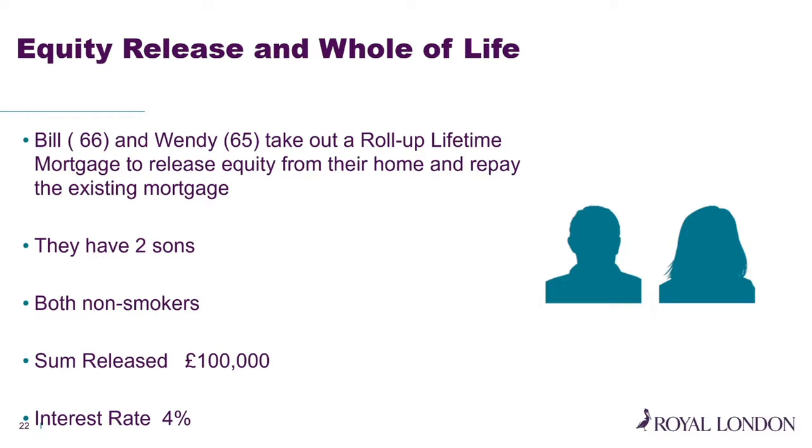So a roll-up lifetime mortgage means that there are no repayments, no interest. It's rolling up, and it will be repayable potentially upon the second death. Now, Bill and Wendy in this case have got a couple of sons. Bill and Wendy are non-smokers, and they're going to do an equity release of 100,000.